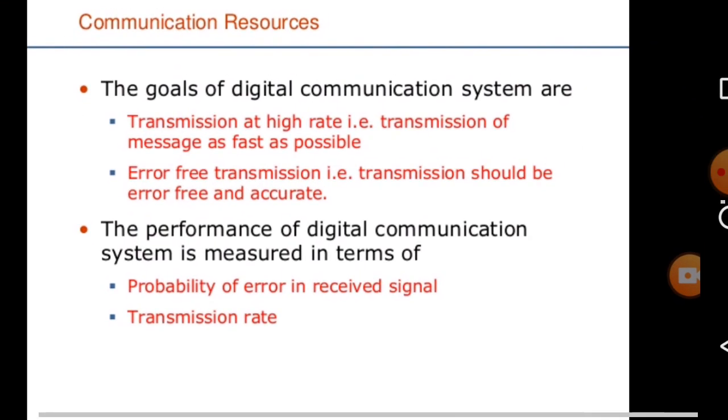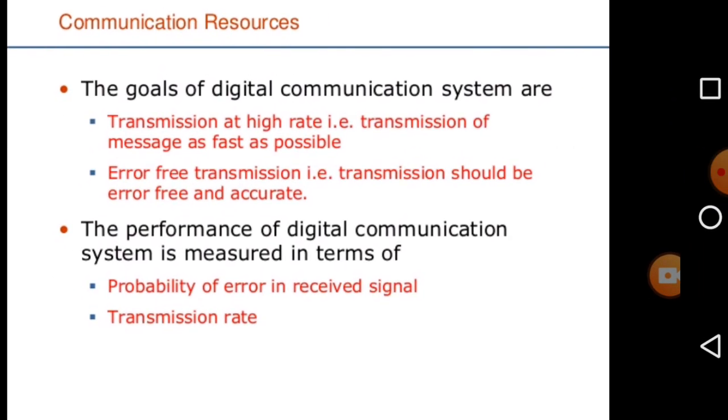So what are the goals of digital communication? The goals of digital communications are transmission at high rate, that is, transmission of message as fast as possible, and error free transmission. The performance of the digital communication system is measured in terms of probability of error in received signal and transmission rate.